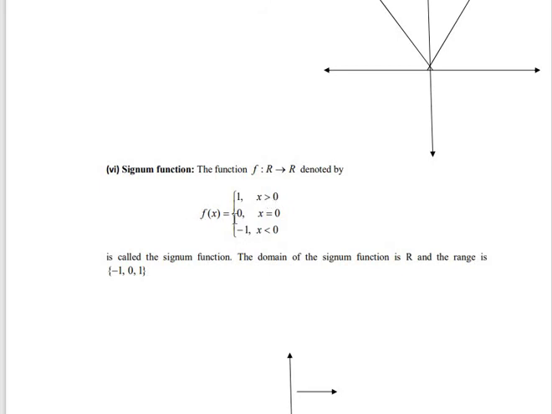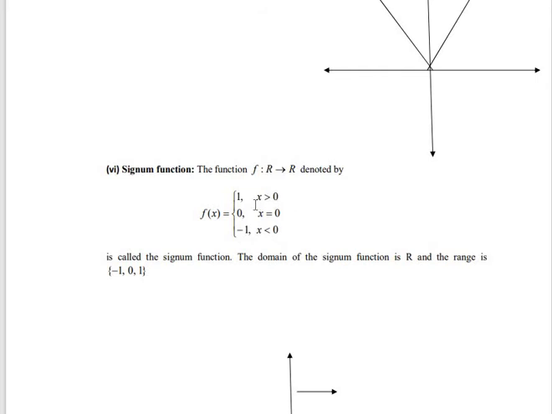f of x is equal to 0 when x equals 0, and f of x is equal to minus 1 when x is less than 0. Now see, this signum function is also important. In the signum function, whatever value you take for x, you will get f of x as 1, 0 or minus 1.